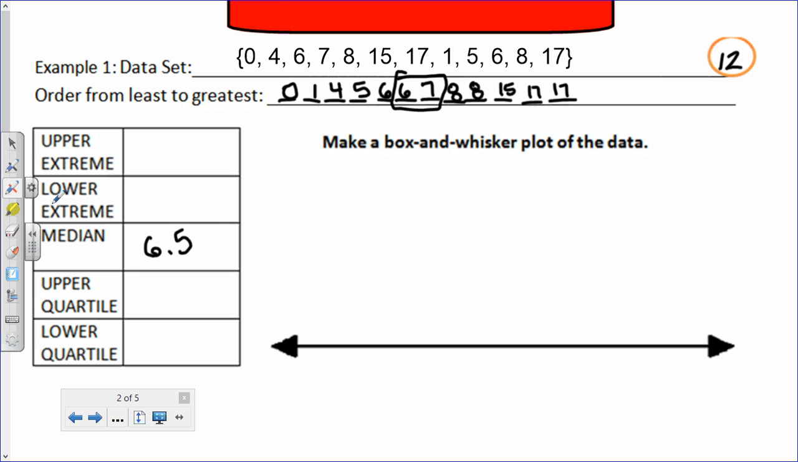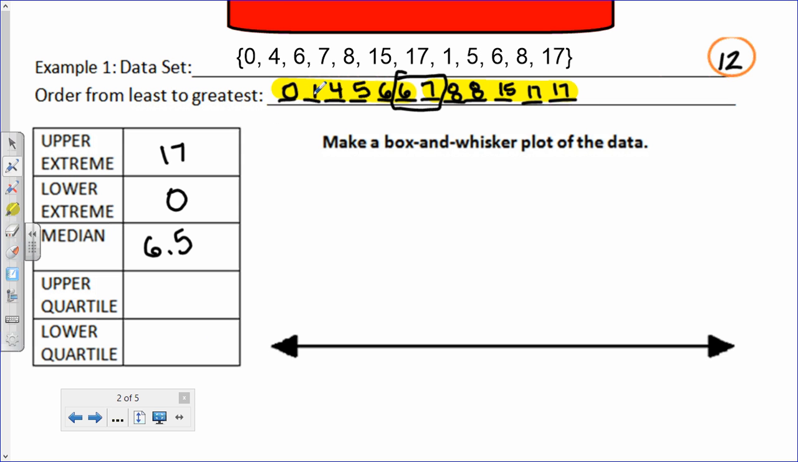And now for my upper half and my lower half, I know I'm going to include this 6 in my lower half of data. And over here, I'm going to bump the 7 with the upper half. So now for my lower extreme and my upper extreme, I have 0, upper extreme 17, lower extreme 0. Now let's do my upper and lower quartile.